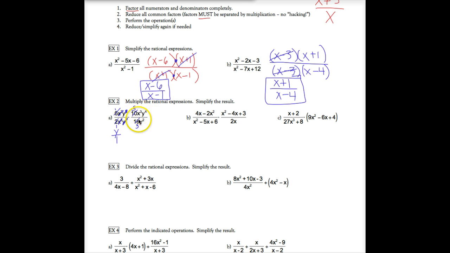Over here, I don't have x's to reduce, but I can reduce my y's. Y to the 4th over y squared is going to give me y squared in the numerator, because 4 minus 2 is 2. So in my numerator there, I've got 5y squared. In the denominator, I've just got a 3. So then multiply across: y times 5y squared is 5y cubed, and 1 times 3 is 3. There's nothing else I can reduce here, so that is going to be my final answer.